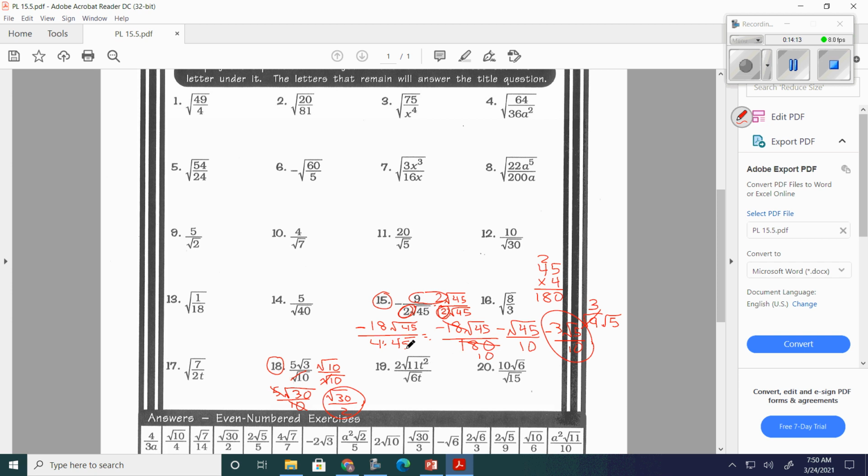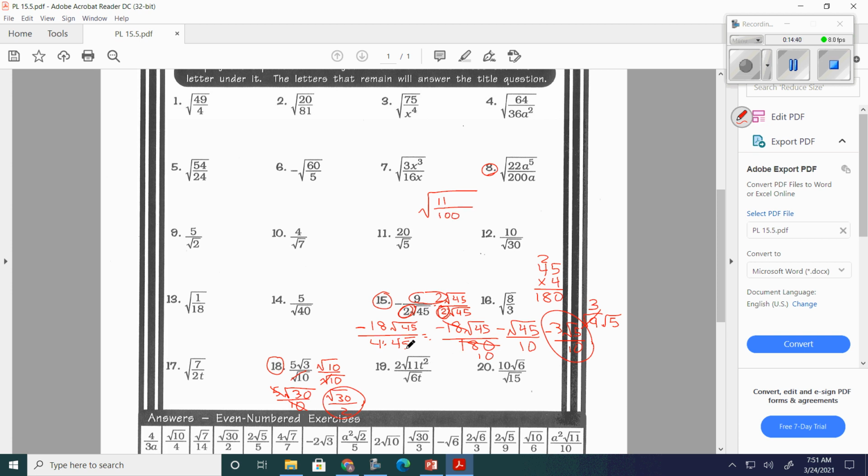Maybe we should try one more. Which one should we try? Let's look at number 8. Before we start anything, we can simplify what's underneath. Just look at the fraction itself and ask, can I simplify that fraction any? Well, both 22 and 200 are divisible by 2. So that would leave us with the square root of 11 and 100. That makes it a little bit better.